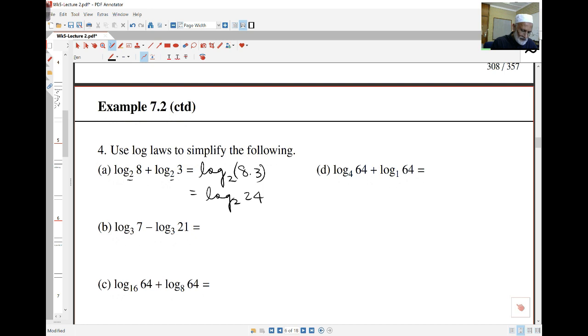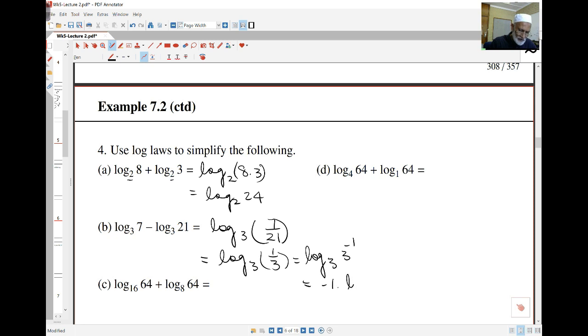Subtracting means I divide the numbers, so log of 7 minus log of 21 is the same as log to the base 3 of 7 on 21. And that's log to the base 3 of 1/3. And that's log to the base 3 of 3 to the minus 1. And that becomes -1 times log of 3 to the base 3. And log of 3 to the base 3 is 1. So this works out to be -1.